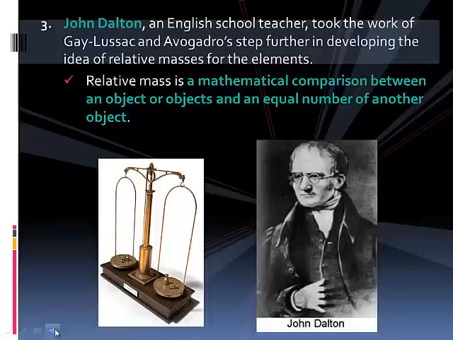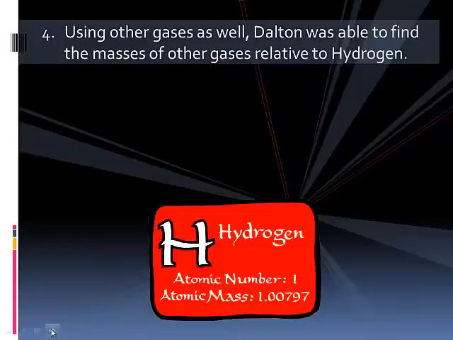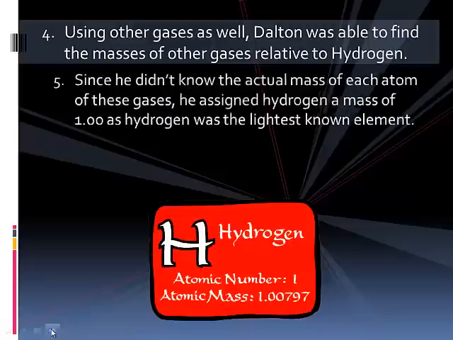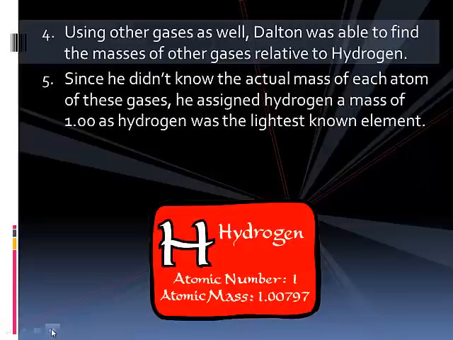So by definition, relative mass is a mathematical comparison between objects or an object and an equal number of some other thing. So using other gases as well, Dalton was able to find masses of all gases that he had available to him at the time relative to hydrogen. Since he didn't know the actual mass of each atom of these gases, he assigned hydrogen an arbitrary value of 1 because it's the lightest known element, or was at the time, and it still is, which is fortunate.